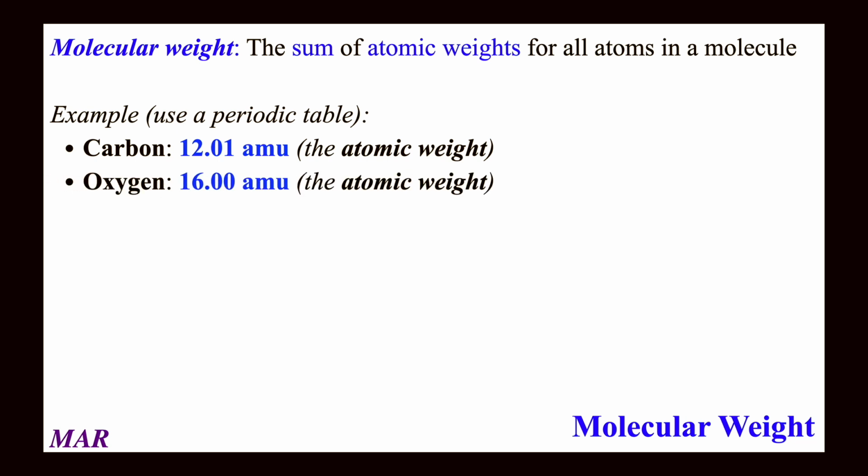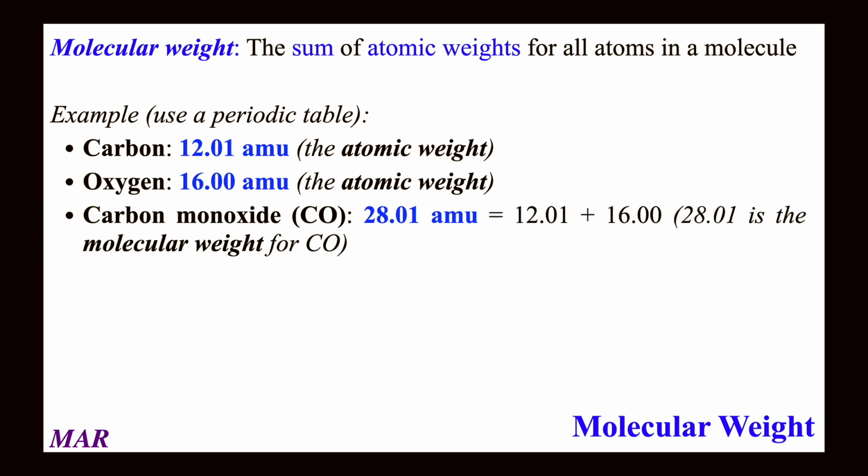Oxygen is 16.00, the atomic weight of oxygen. But here's kind of the cool part. Let's say you wanted to know the atomic weight of carbon monoxide, which is CO. Well, then what you would do is add the carbon and the oxygen together. So 12.01 plus 16.00 is 28.01. And 28.01 AMUs is the molecular weight of a carbon monoxide molecule.